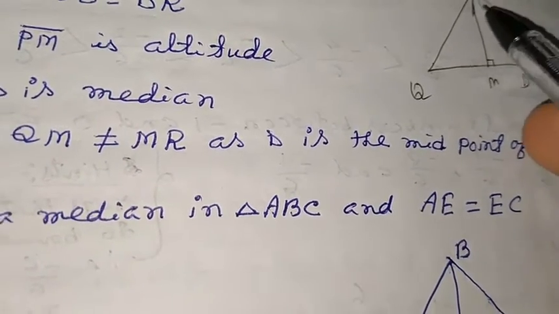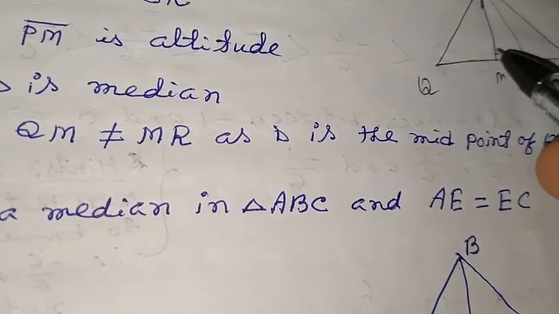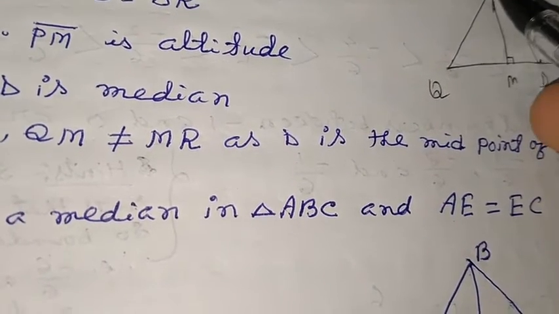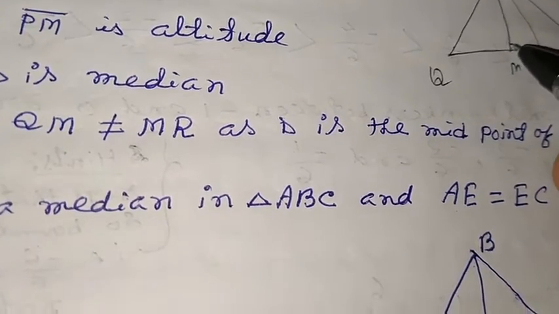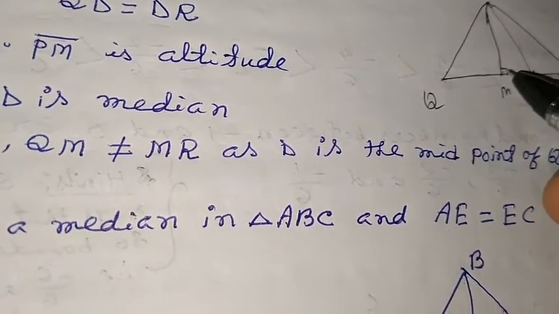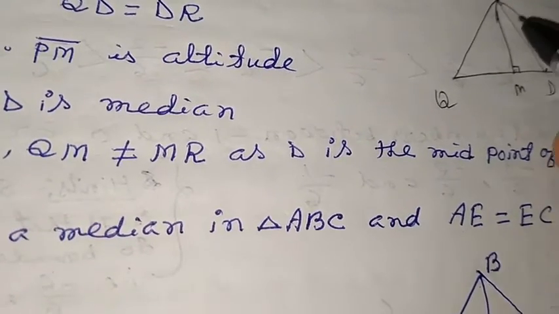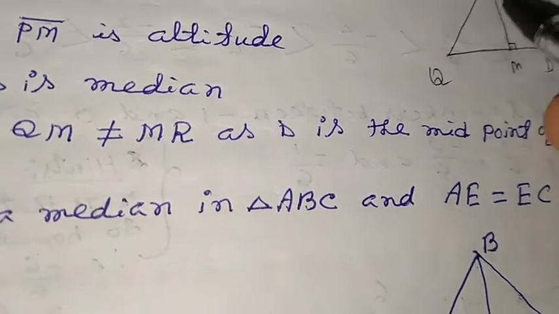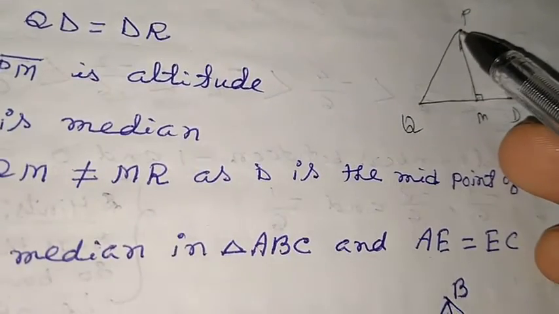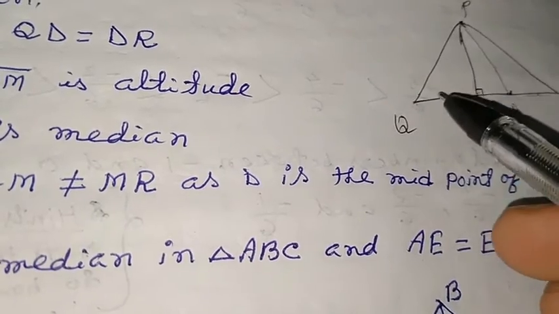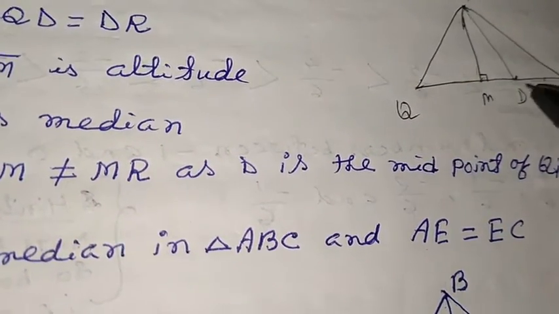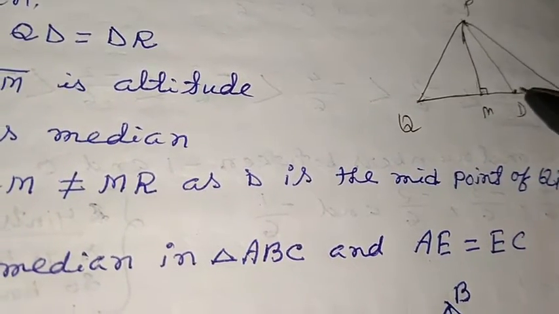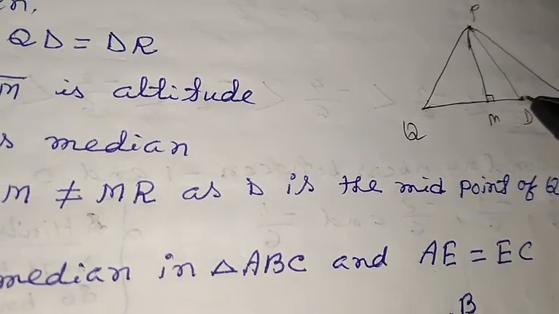Okay, so PM is the altitude, as we have discussed the concept of altitude, PM is the altitude from this vertex to this line, perpendicular. Okay, so it is the altitude. And the second point, PD is what? Find what PD is. Okay, so PD is the median because P is a vertex, and the side opposite to P is QR, and the midpoint of QR is D, and D is joined to the vertex, so it is the median. We have discussed the median, so revise this.